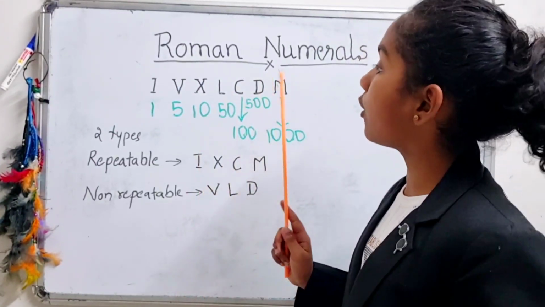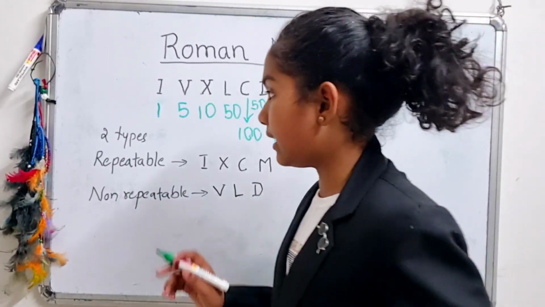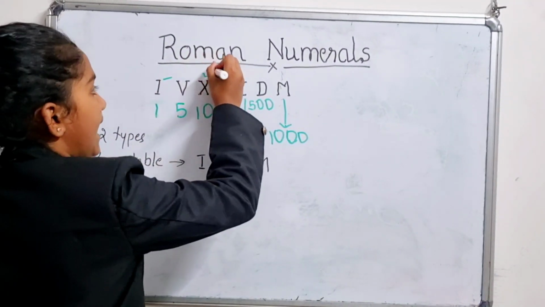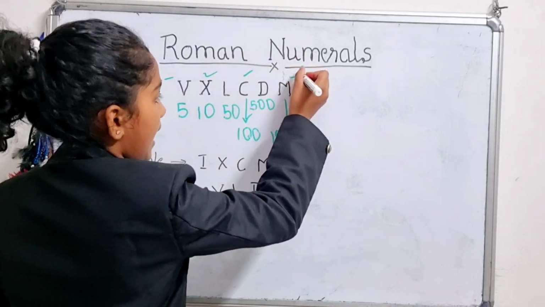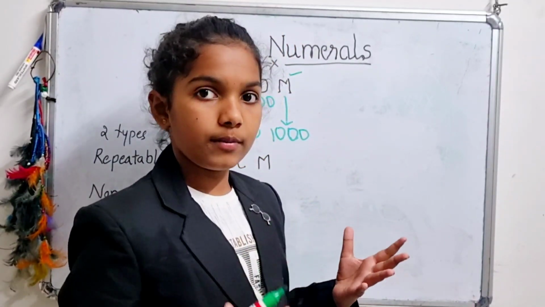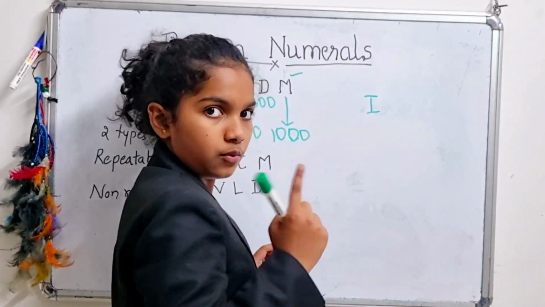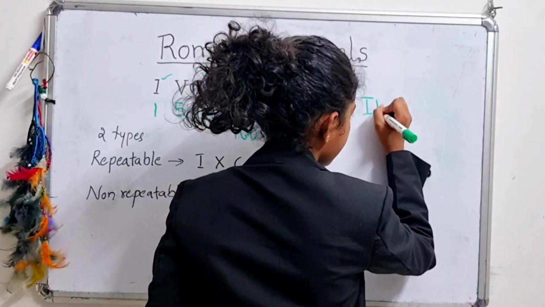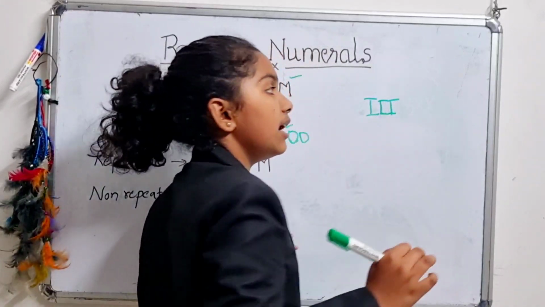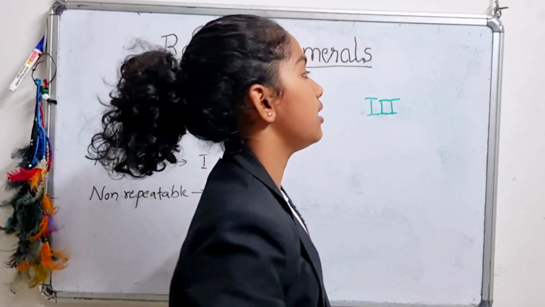So these numerals are of two types, repeatable and non-repeatable. The ones that are repeatable are I, X, C, and M. We can see how the repeatable Roman numerals work. When you write I once, it is 1, when you write it twice, it is 2, and when you write it thrice, it becomes 3. You cannot write one more I and expect it to be 4. It will not happen.